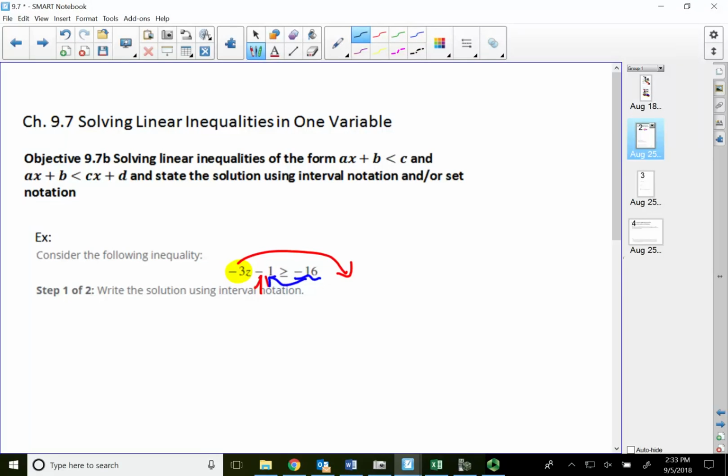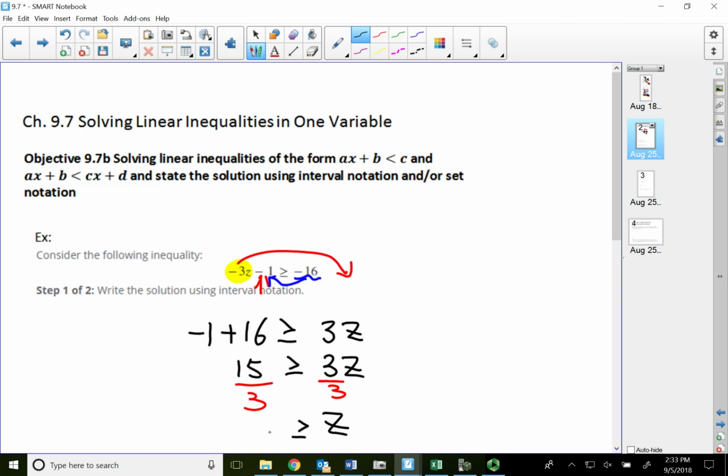So moving terms back and forth across the inequality does not change the inequality. So that stays the same. Negative 3z come over, become positive. Negative 1 still negative 1 on the left. Negative 16 come over, becomes positive. All right, so combined like term, this is going to be 3z less than or equal to 15. Divide both sides by a positive 3, though. Not a negative, but positive. My z will be less than or equal to positive 5.